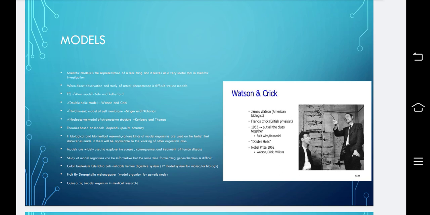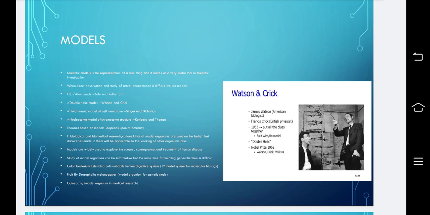In biological and biomedical research areas, various kinds of model organisms are used, and it is believed that discoveries made in them will be applicable to the working of other organisms. Model organisms are widely used to explore the causes, consequences, and treatments of human disease. Study of model organisms can be informative, but formulating generalizations on the basis of such studies is difficult.